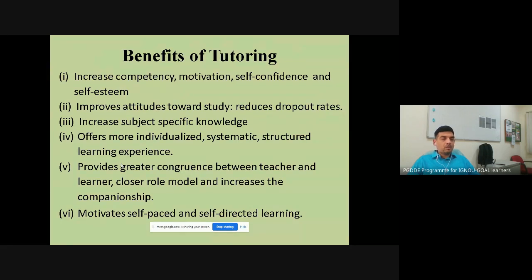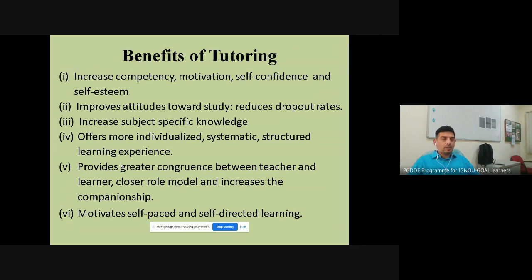Then, benefits of tutoring. What are the benefits of tutoring? Tutoring will definitely help to improve our motivation, our self discipline, and competency. It really improves the study pattern or study rate, and it reduces attrition, that is, the dropouts that are happening, because there may be learners who join a particular course or program, and after 2 or 3 months they disappear and don't want to do that program.